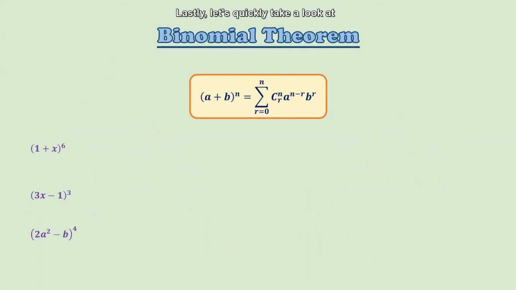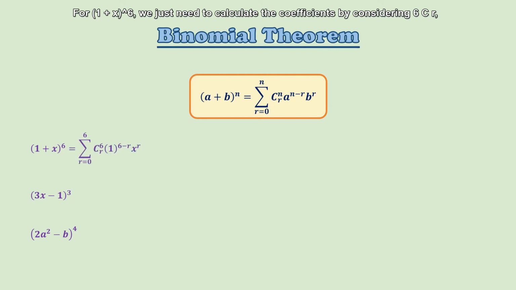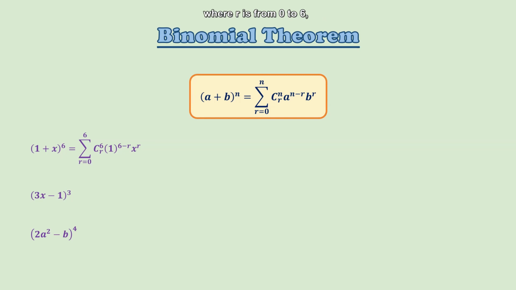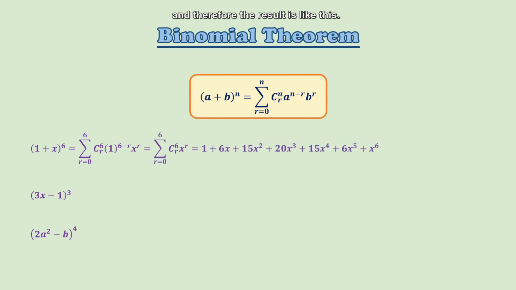Lastly, let's quickly take a look at how we can apply the binomial theorem to do the following expansions. For (1 plus x) to the power 6, we just need to calculate the coefficients by considering 6Cr, where r is from 0 to 6. And 1 to the power of anything is still 1, and therefore the result is like this.